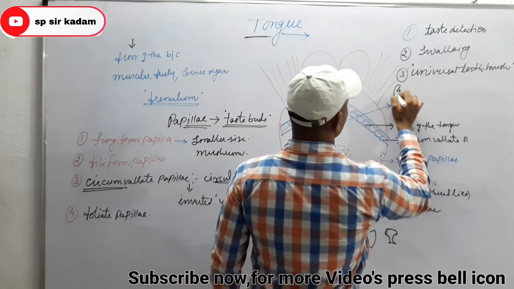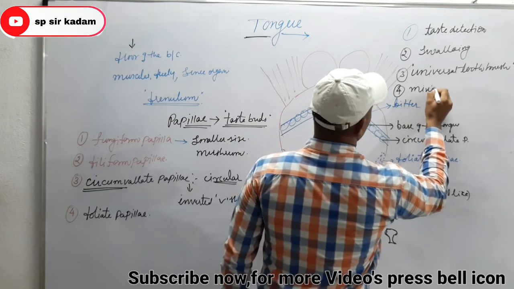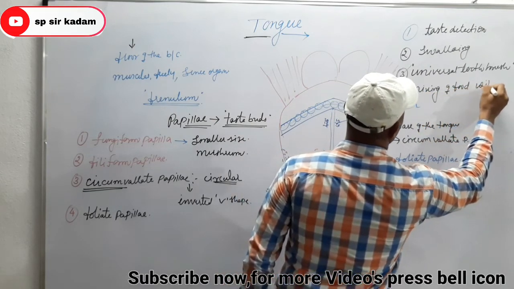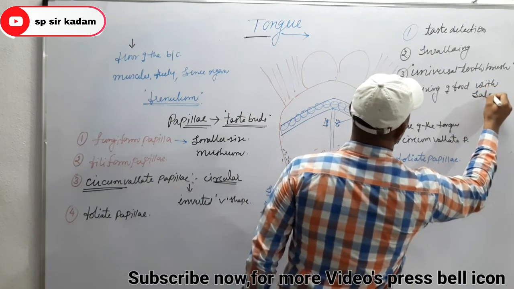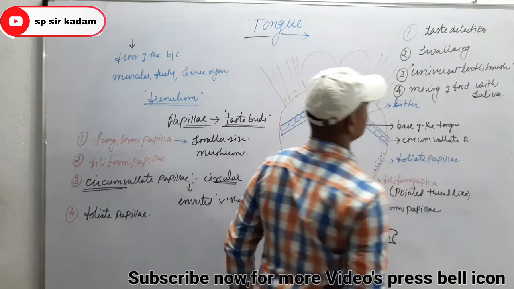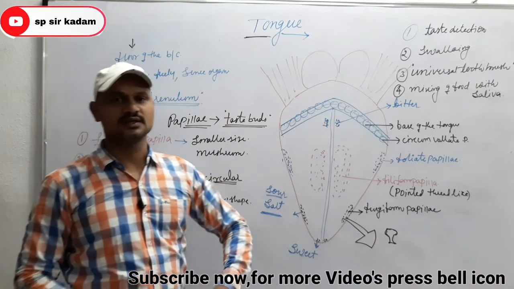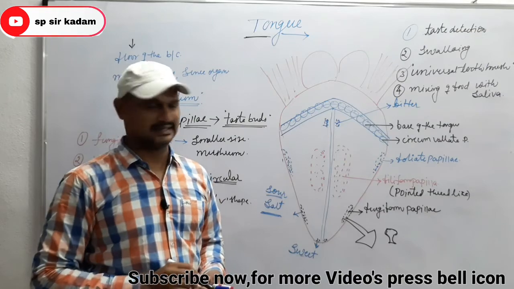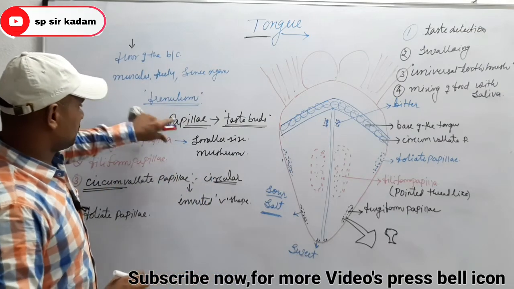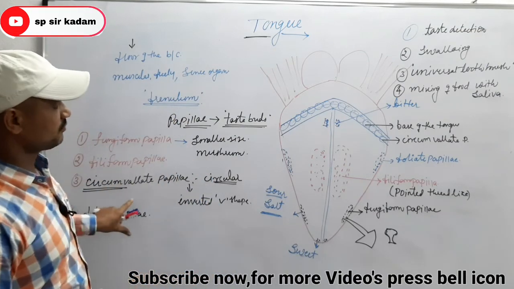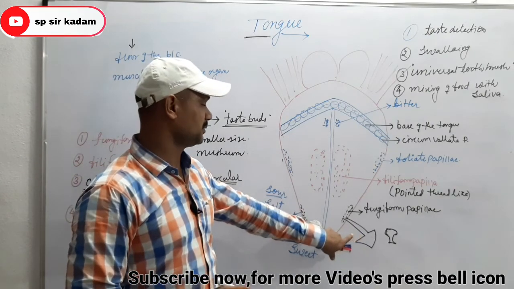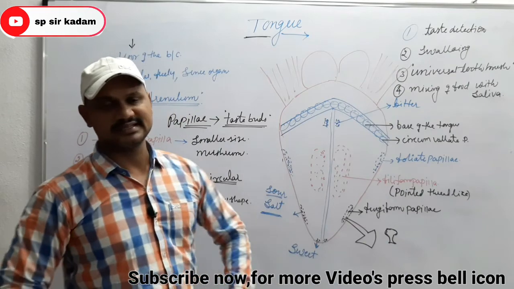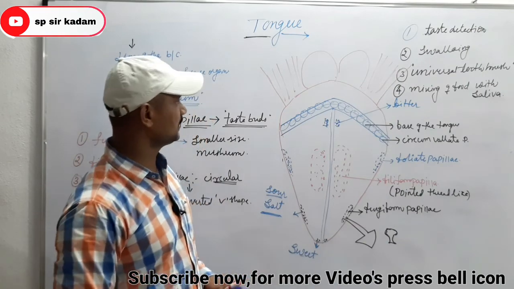Then next important function, mixing of food with saliva. So these are the 4 important functions of the tongue. Clear? Papillas, 4 different types of papillas and their shape. And these are the different types of taste detection taste buds. Clear? Right.